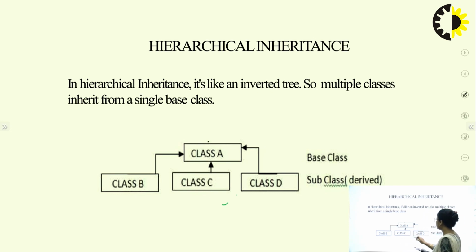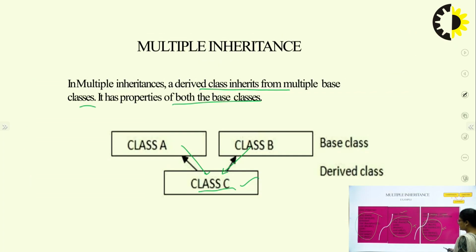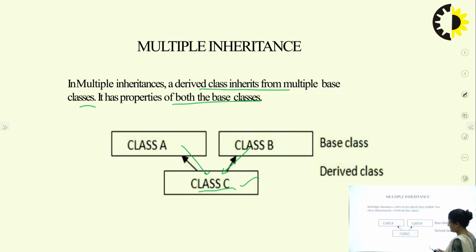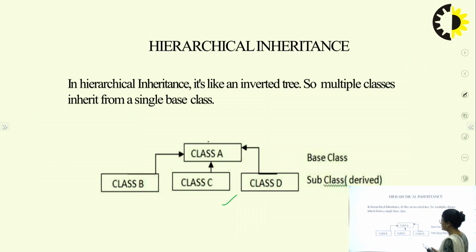So, it's something like this, if you see. You have the reverse. Here, if you just see, this is the reverse of this. It's just the inverse of this. You have a single base class and multiple derived classes inheriting from a single base class.